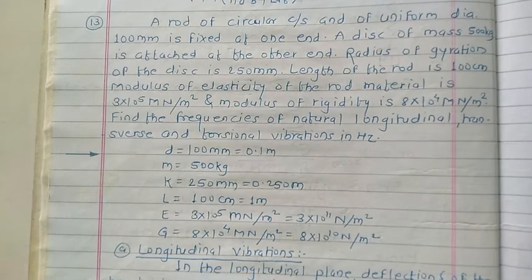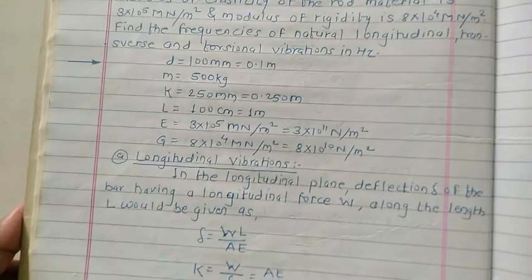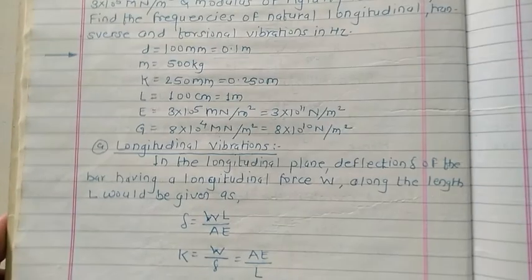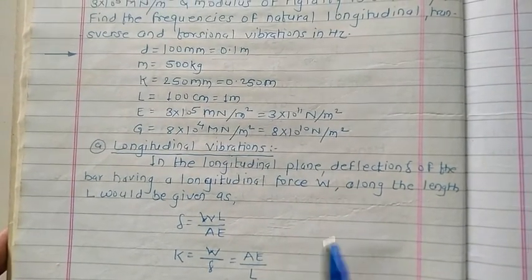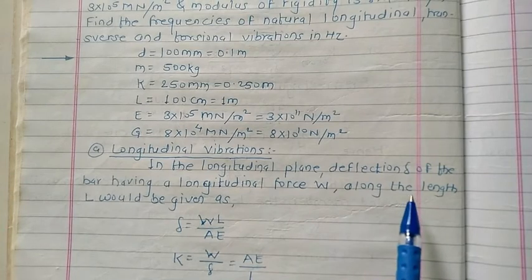Now just focus on the longitudinal vibration. In case of longitudinal vibration, our first aim is to get the value of delta. Once you get the value of delta, you can easily get the value of stiffness.